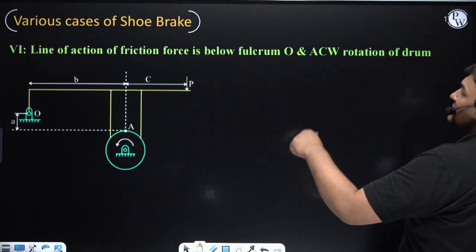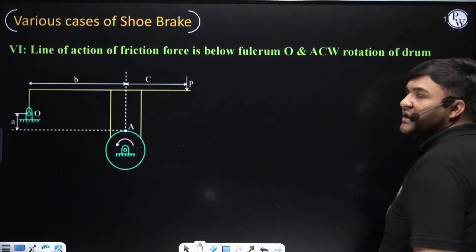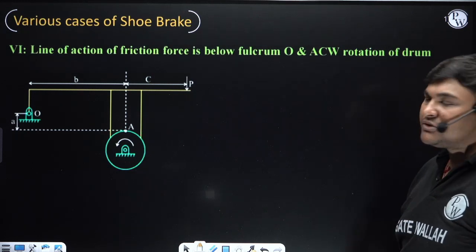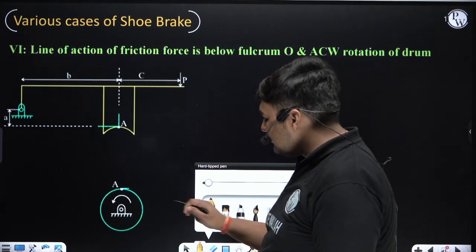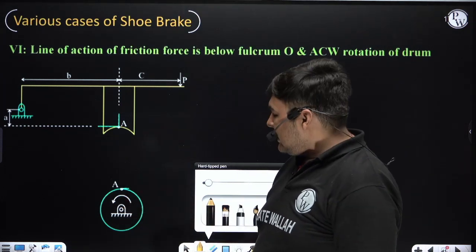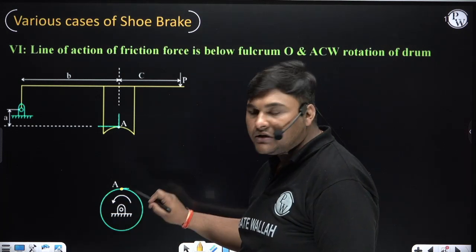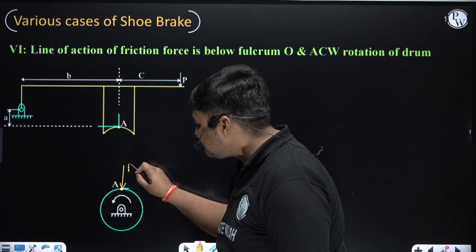Line of action of friction is below fulcrum O and drum is rotating anti-clockwise. Again, to do the analysis of this case, we will draw the FBD of drum and lever. First I am drawing the FBD of drum. Drum is rotating anti-clockwise. Now first I will draw contact force N. It is directed in the FBD of drum; contact force N will always be from point A towards the center, means it will be like this.